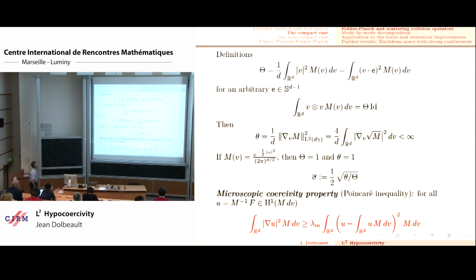So you have to introduce all these notations, which can be summarized here. Well, the only thing you have to keep in mind is that in this good case, you have a Poincare inequality. So for Gaussian, the Gaussian Poincare inequality, which tells you that this quantity against the Maxwellian controls the L2 norm against the same weight here, of course, up to the kernel, which is made of the constant. Here is just in velocities.